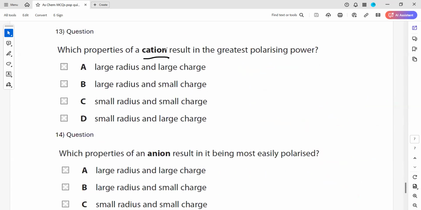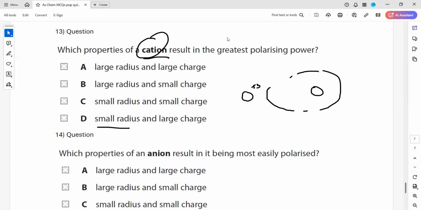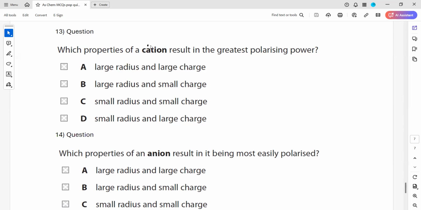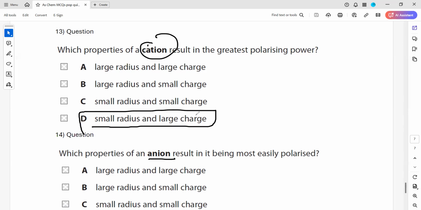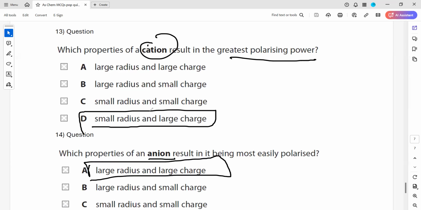And which causes a greater polarization? For a cation, the size should be small, so they can attract the electrons easily, and the charge should be large, so they can cause a greater polarization. So polarization for the cation: small size, large charge. The cation causes the polarization. So the polarizing power of the cation depends on small size and large charge, and the polarizability of the anion depends on large size and large charge.